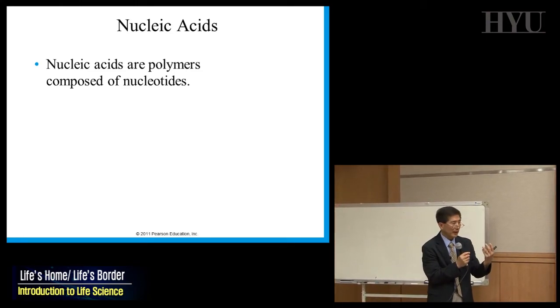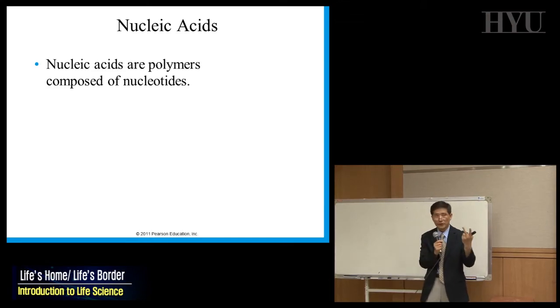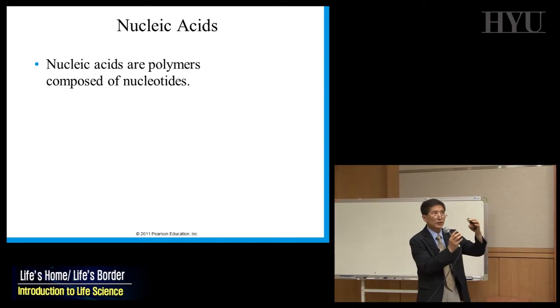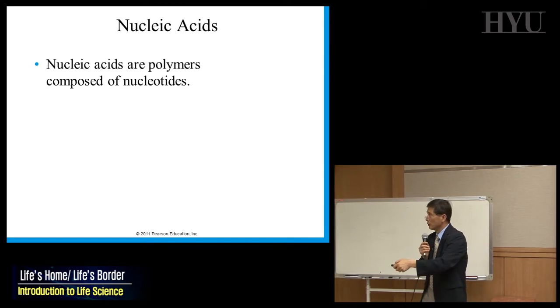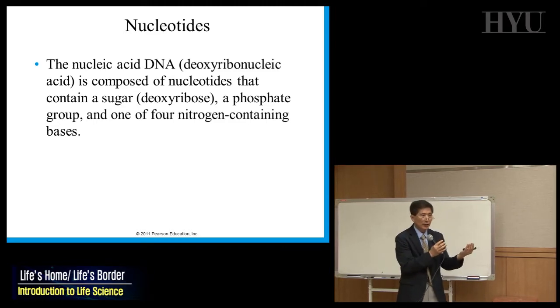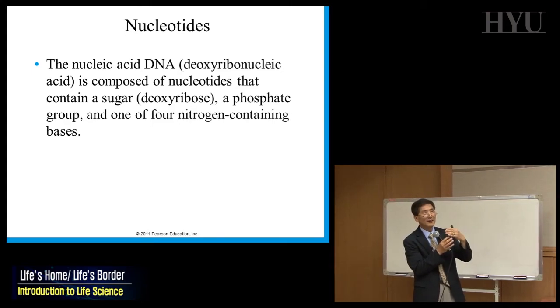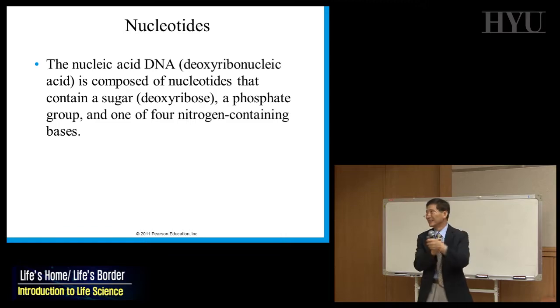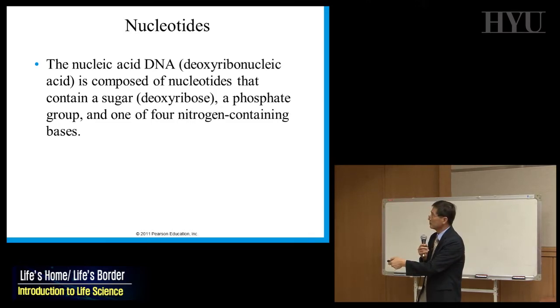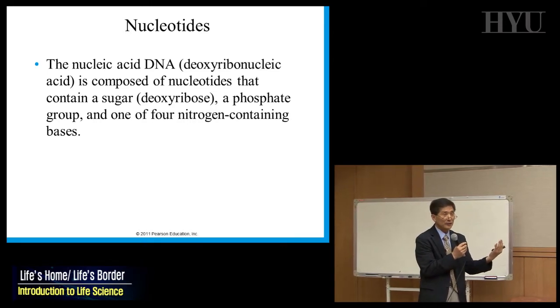Okay. Nucleic acid has two kinds, DNA or RNA. Both cases, the building block is called nucleotide. We'll see how they look like. So the nucleic acid, DNA and RNA. What is the difference? D and R. Yes, good. DNA stands for deoxyribonucleic acid. So DNA and RNA both are nucleic acid, right?